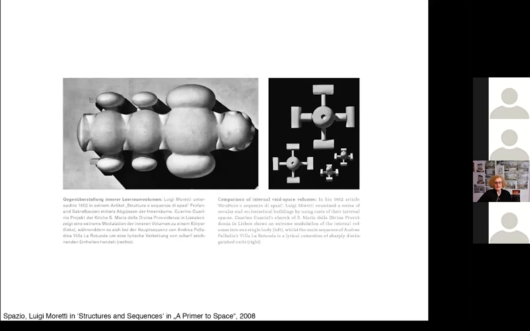On the right side, he compares it with Palladio's Villa La Rotonda. There, Moretti describes a lyrical catenation of sharply distinguished units. And I think by combination of the two examples, the point he wants to make gets very obvious. The next foil, please.